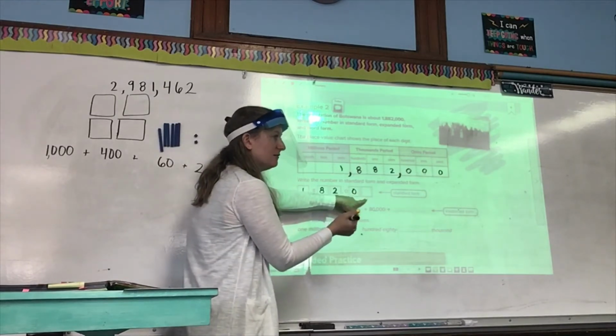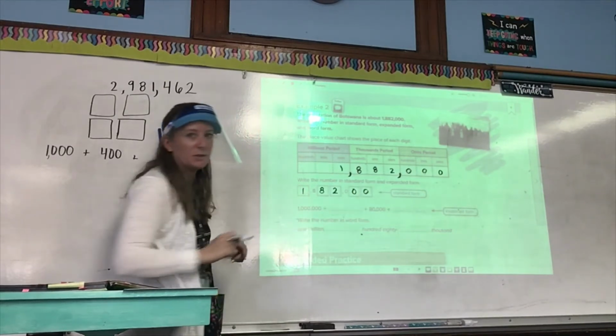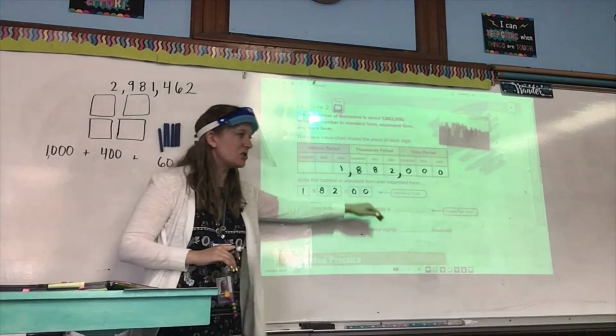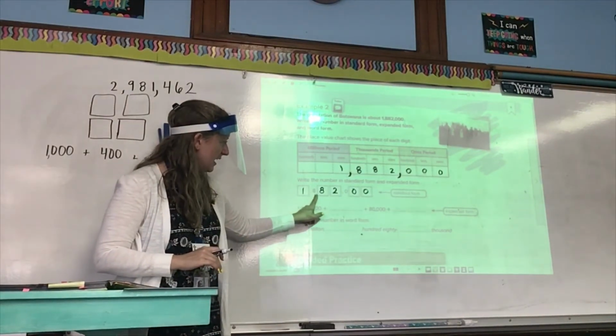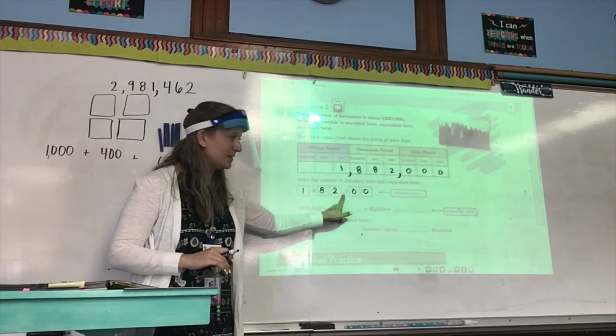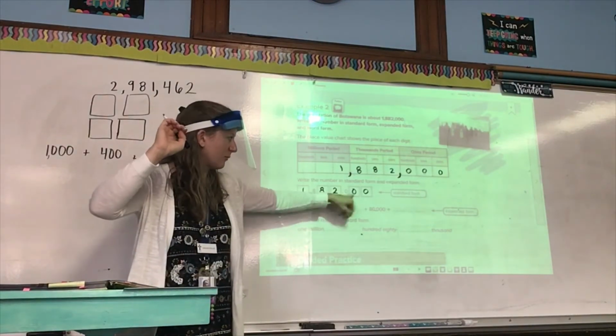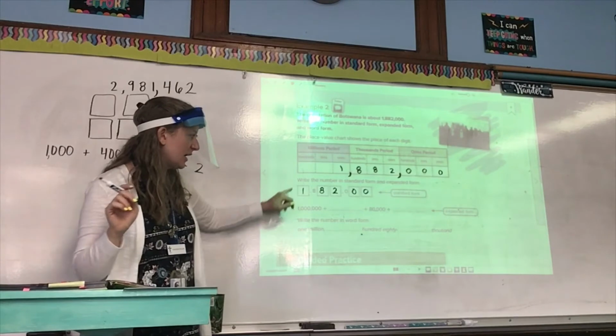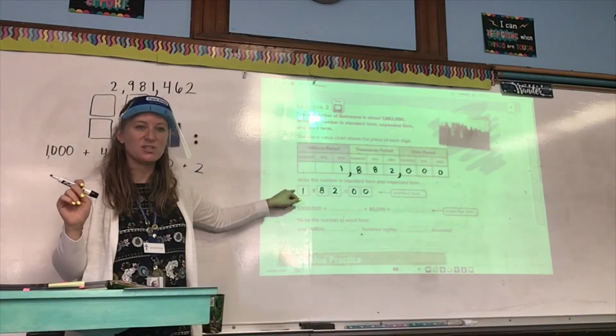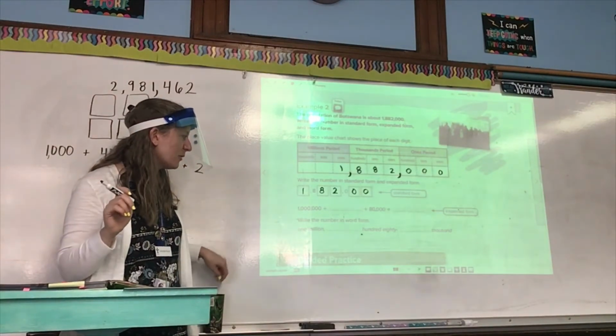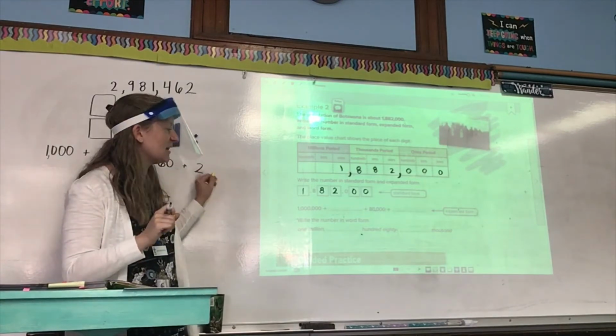And what digit goes here? 0. So I have standard form. I have just my digits. 1,882,000. That's it. I don't say 0. Very good. So I have it in standard form, which is using digits. Now I need to write it in expanded form, which means I'm taking the values.